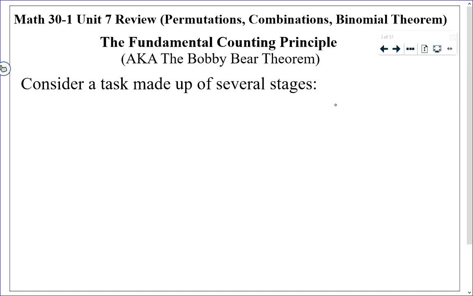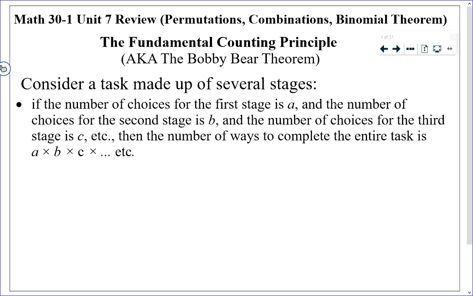If you have a task made up of several stages, and you have to do all of the stages, you have to do A, and you have to do B, and you have to do C, then the number of ways to complete the entire task is the number of ways to do each stage multiplied together. So you take the number of ways to do A, the number of ways to do B, the number of ways to do C, and you multiply them. A useful idea here is that the fundamental counting principle really boils down to the word "and" means multiply. So Bobby-Bear needed to put on a pair of pants and he needed to put on a shirt. So you take the number of pairs of pants multiplied by the number of shirts.